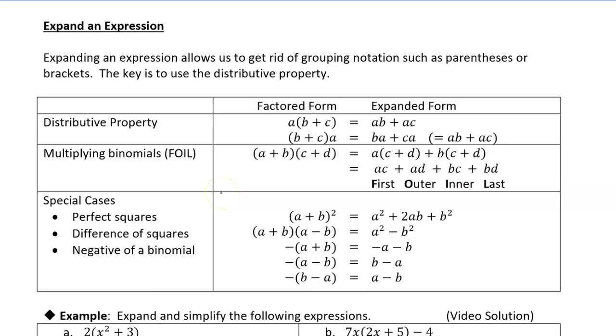All right, this skill is just to expand an expression. And all we're really doing is using the distributive property. So it looks like there's a lot of stuff to remember here, but really it's just the distributive property.